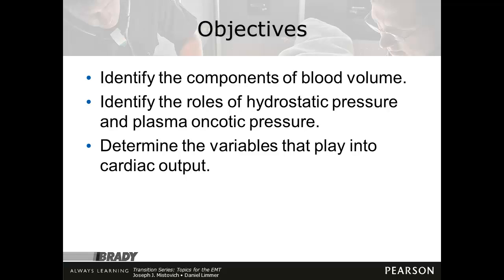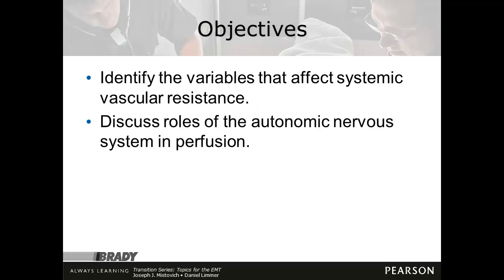identify the roles of hydrostatic pressure and plasma oncotic pressure, determine the variables that play into cardiac output, identify the variables that affect systemic vascular resistance, and discuss the roles of the autonomic nervous system in perfusion.